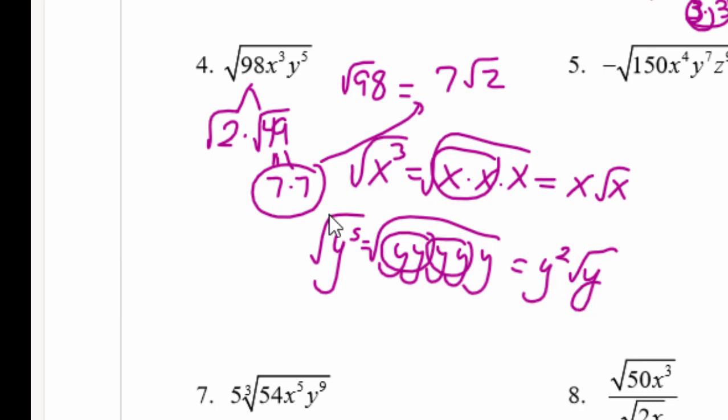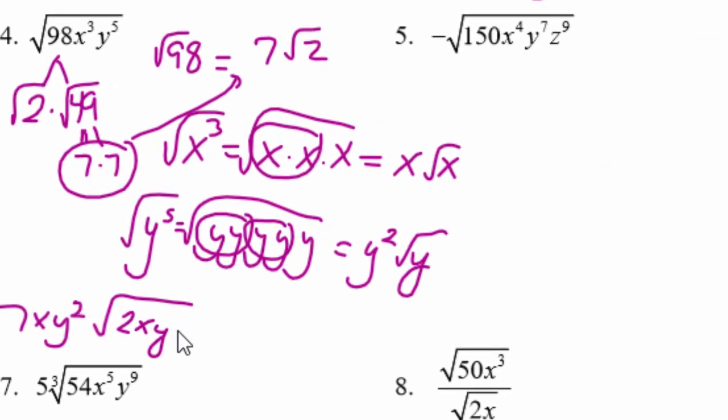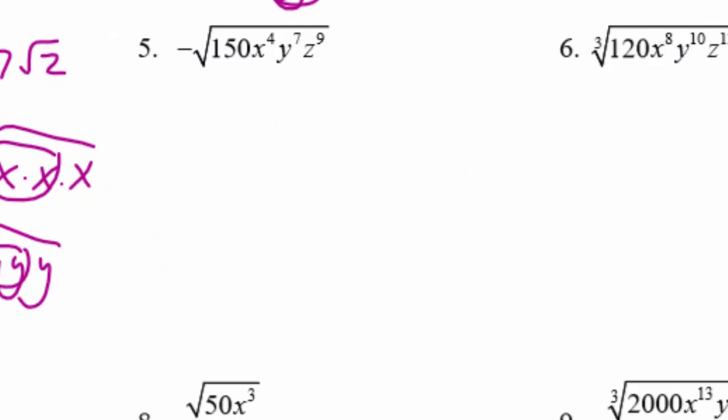So I know I'm talking slow, but I want you guys to get this. Multiply these outer terms, right? These, so 7x y squared. Then put your radical. Don't forget the index, but since it's a square root, you don't need to write it. And then we have 2 times x times y, so 2xy. Okay, we've got that negative sign outside, so don't miss that when you go to do your homework. That means our answer has to be negative, okay?